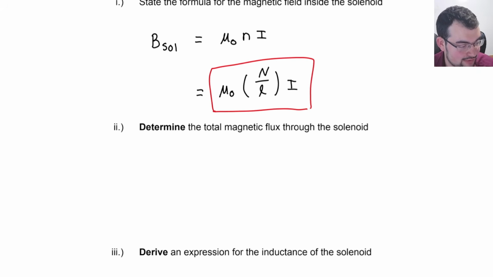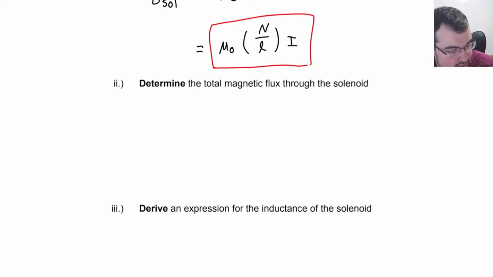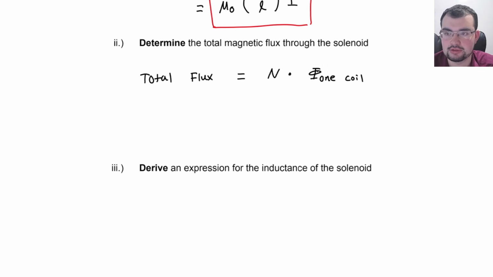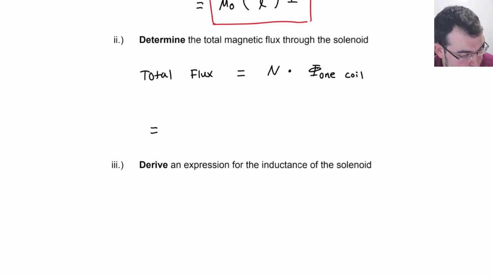What's the total magnetic flux through the solenoid? Well, we know that the total flux should just be N times the flux through one coil, because I have capital N loops. So I just take the flux through one loop. And flux is just going to be BA, because the B field is perpendicular to all of the coil areas.